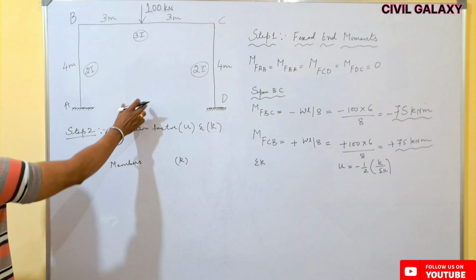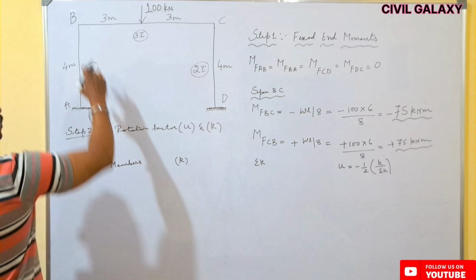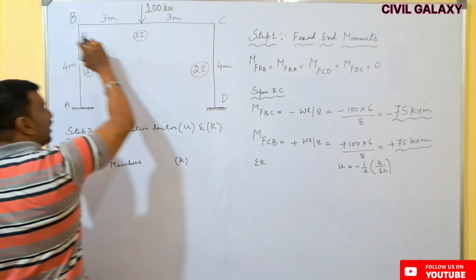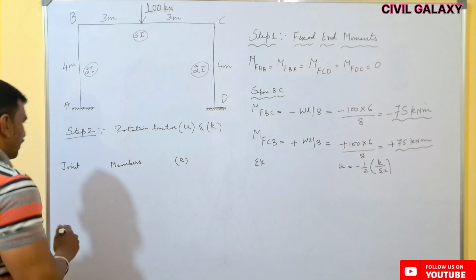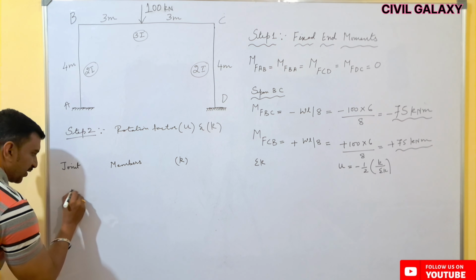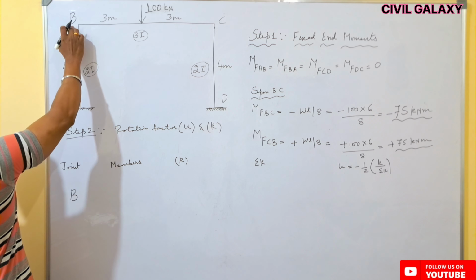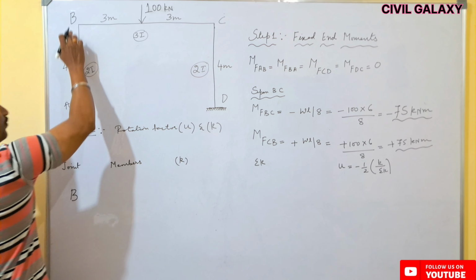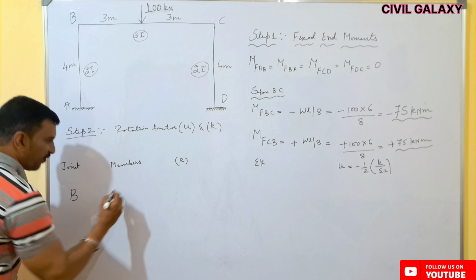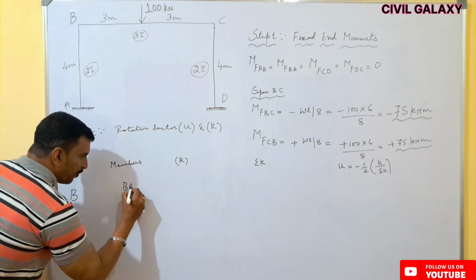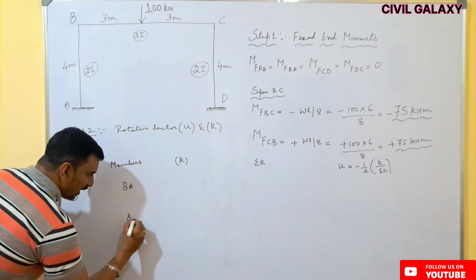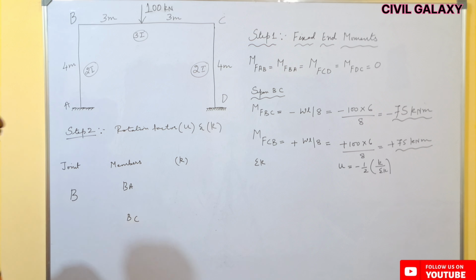See here, if you observe this frame, we have two joints, that is B and C. If I consider joint B, joint B is connecting B to A and B to C. So here we have two members, that is BA as well as BC.